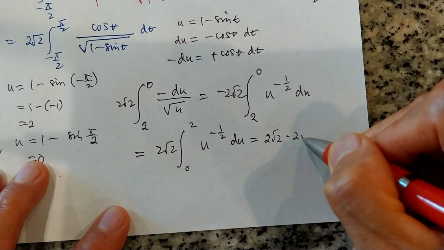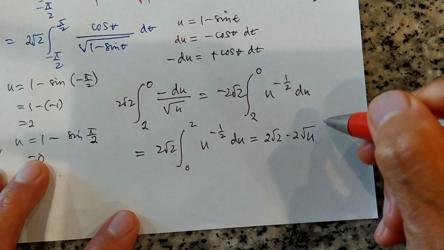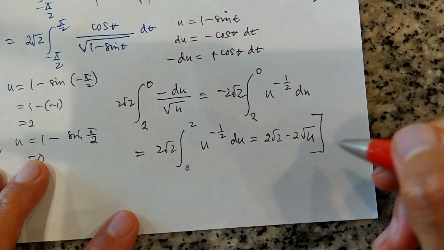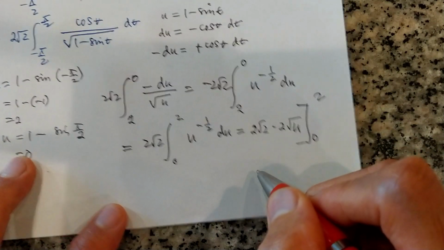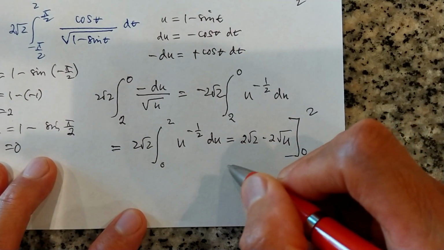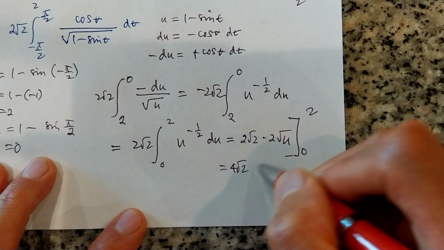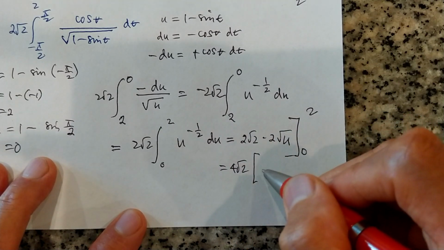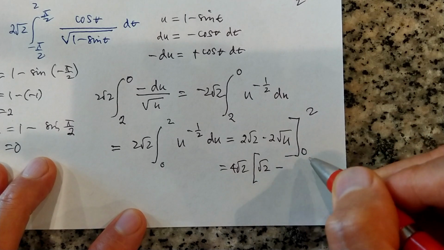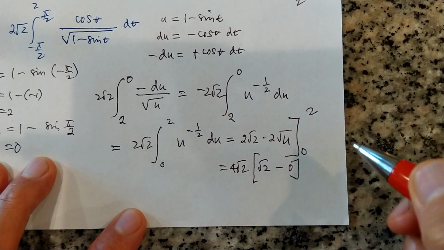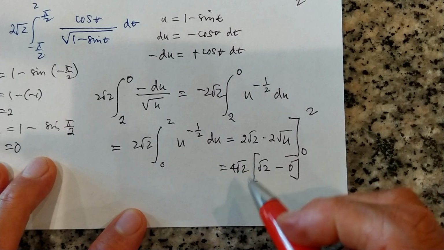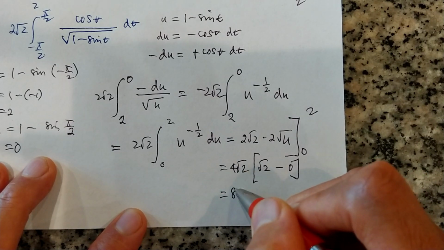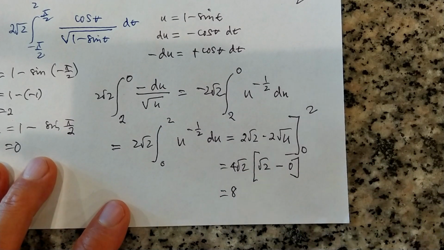So 2 square root of 2 times the integral, which is 2 times square root of u, evaluated from 0 to 2. So this will give me 4 square root of 2. If u is 2, then I get square root of 2 minus square root of 0, which is 0. Well, square root of 2 times square root of 2 is 2, and 2 times 4 is 8. So the length of the curve is 8.